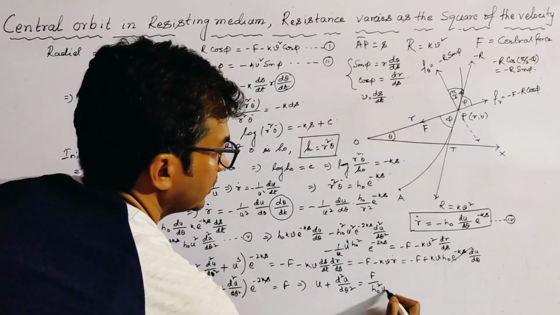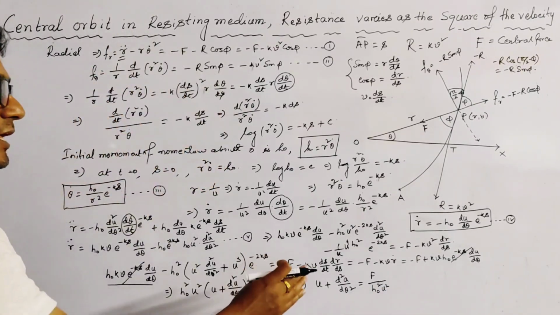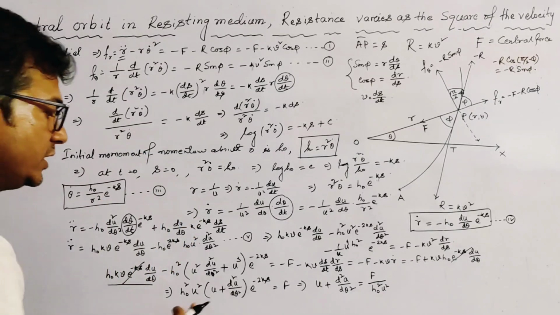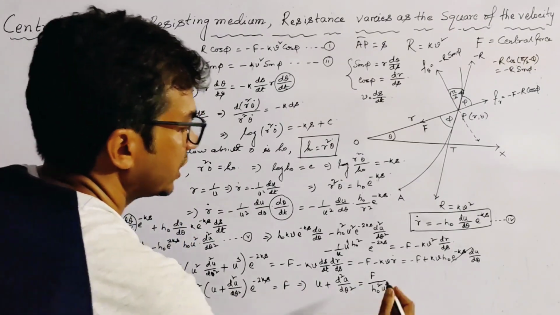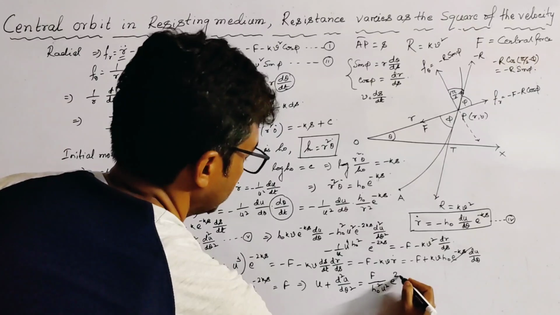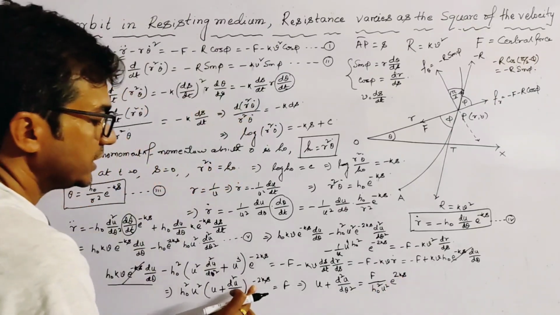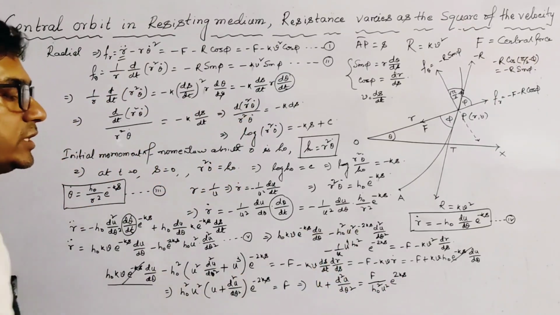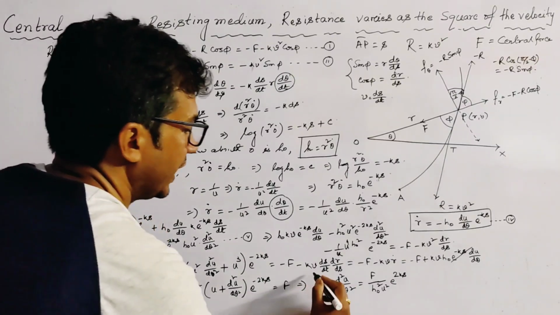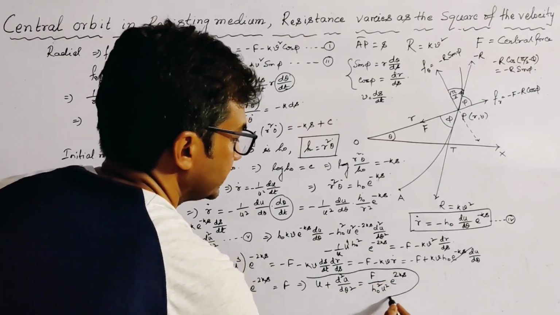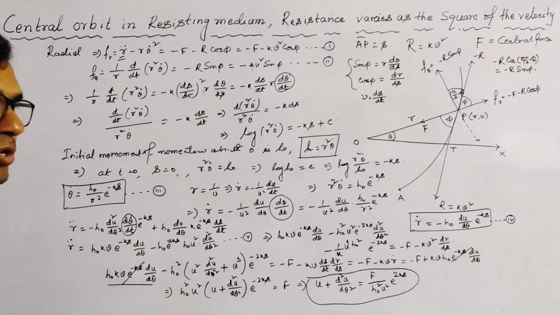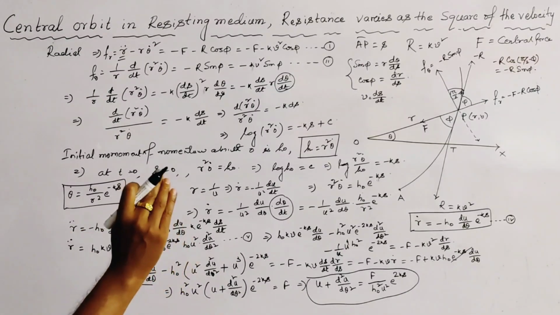It looks like the original central orbit, but there remains one term. This is equal to e to the power 2ks, because on the left hand side it is minus, so on the right hand side this is plus, and finally we get the differential equation of central orbit in resisting medium.